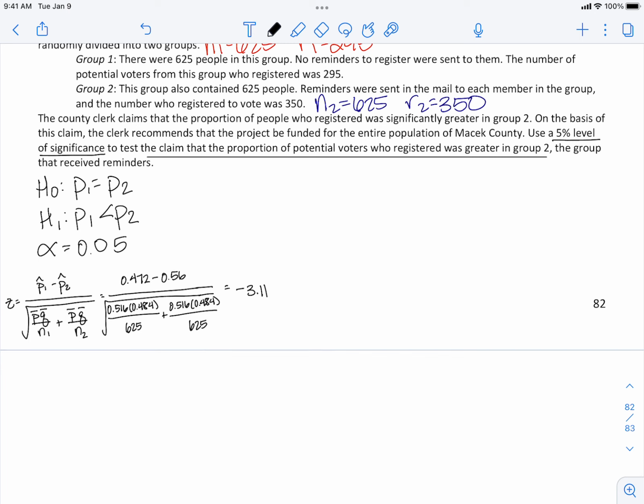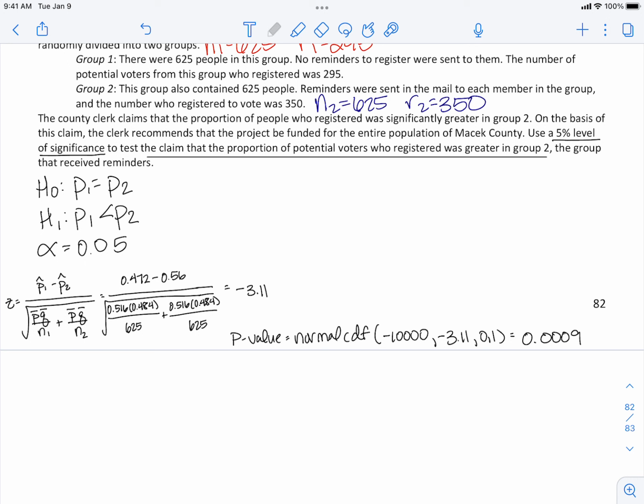Okay, now we need to find the p-value. So to get the p-value, we're going to do normal CDF. This is a negative value because it's a left-tailed test, meaning we're going to do negative 10,000 up to negative 3.11, comma 0, comma 1. And so this will give us a p-value of 0.0009.